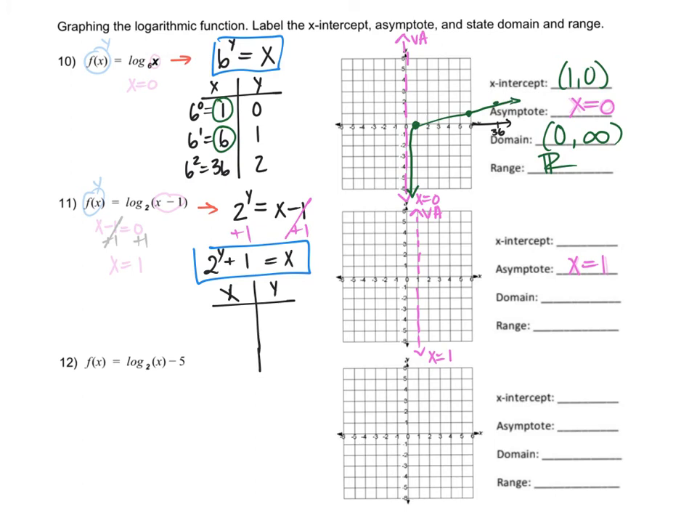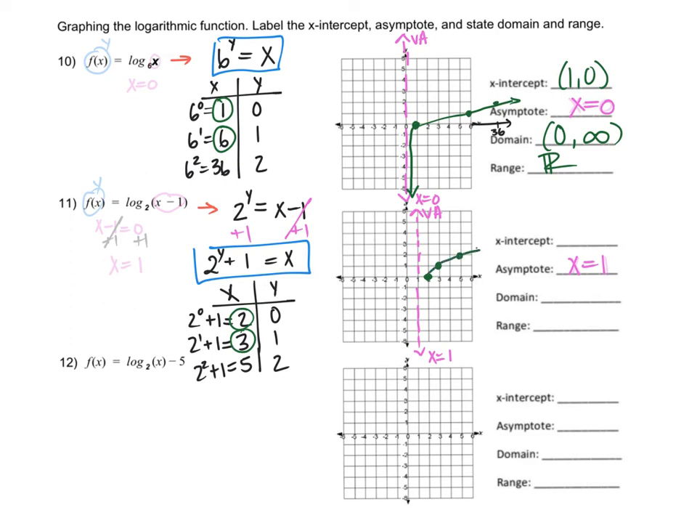So I'll just choose the same numbers, 0, 1, 2. Then I'm going to plug in 2 to the 0 plus 1. Okay, 2 to the 0 power is 1, plus 1 is 2. 2 to the first power is 2. Add that with 1, that's going to be 3. 2 to the second power is 4, plus 1 is 5. So our first point here is (2, 0). So (2, 0) is right there. And then our next point here is (3, 1). So 3, up 1. And then our next point is (5, 2), which would be right here.